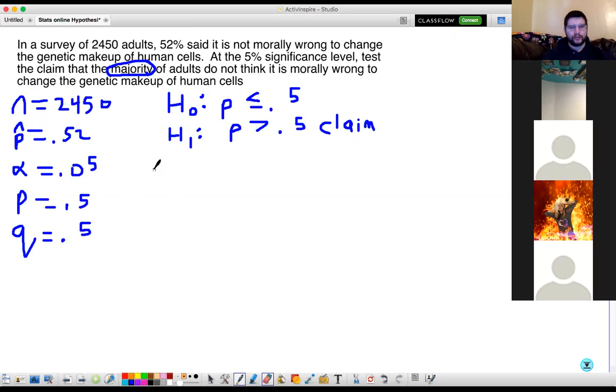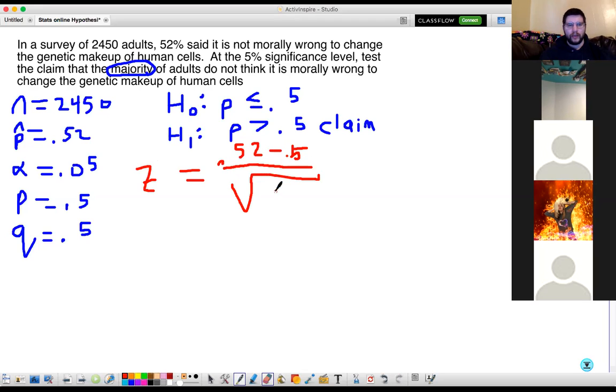Same formula we've been using. Let me change color. I like that, Lakin. P hat minus P over square root of P times Q over N.